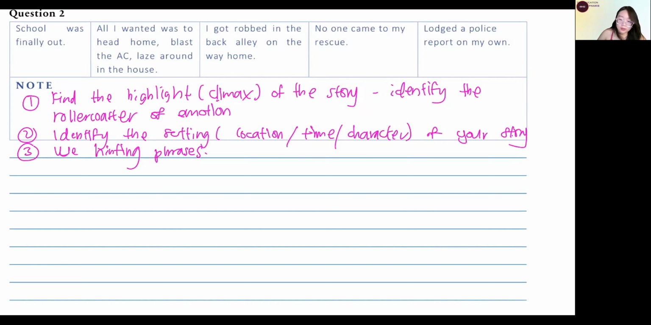Time's up. Okay. Gung ho. So let me just quickly bring you through the story flow and then show you how I do it now. The school was finally out. All I wanted was to head home, blast the AC at home. I got robbed in the back alley on the way home. No one came to my rescue. I lodged a police report on my own.